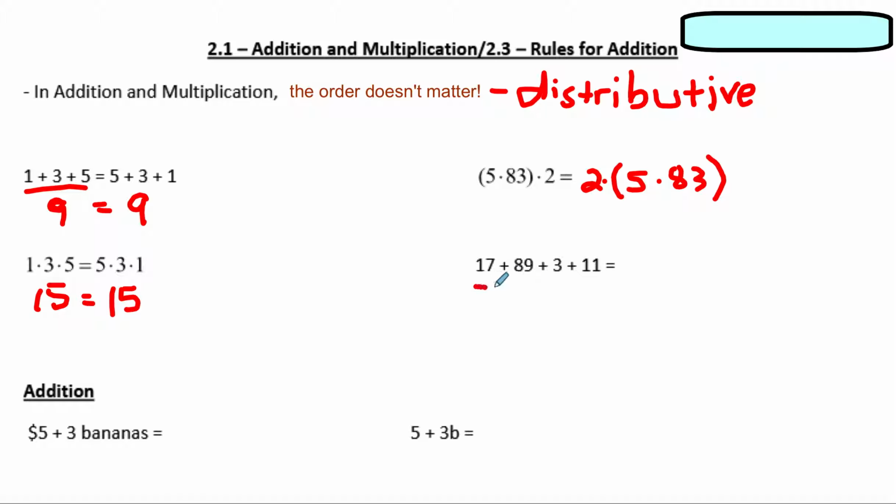And here, same thing. I could write this in any order, and as long as I'm adding, it doesn't matter. So if I wrote 11 plus 3 plus 89 plus 17, if I wrote it in the backwards order, that will all be the same, those two things are the same.